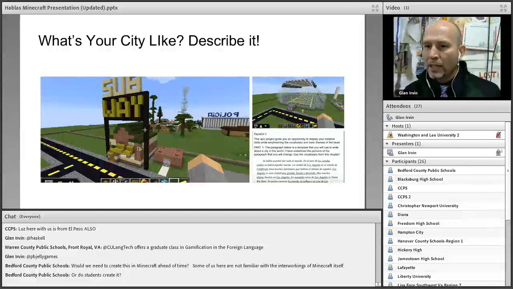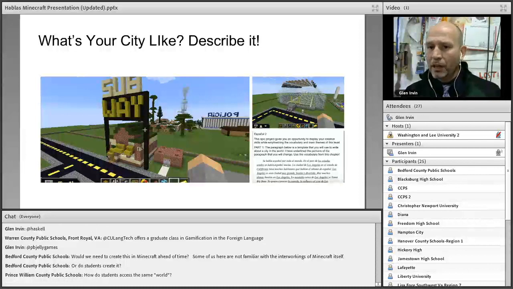¿Cómo es tu ciudad? It was a project at the end of a unit where students had to describe the positives and negatives of a city, and describe the city itself: las calles, las avenidas, the different buildings inside of a city, the bad things and the good things about a city. Eventually they wrote a paragraph, and I helped them with the templates.